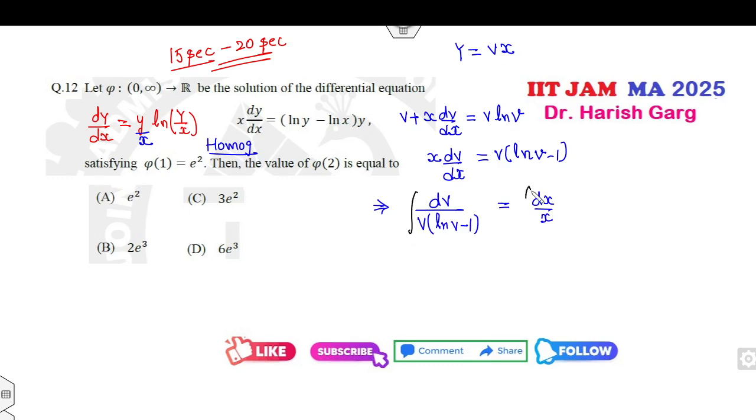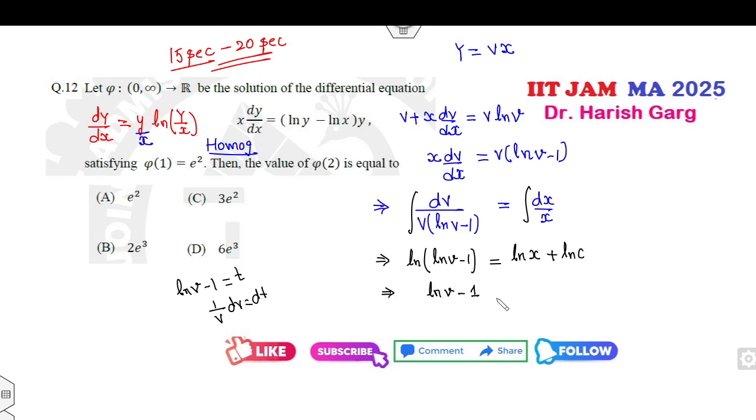Fine. You can integrate them. If you take ln v minus 1 as t, then 1 over v dv is my dt. So this integration becomes ln of (ln v minus 1). This integration becomes ln of x plus ln of c. So that implies ln v minus 1 is xc.